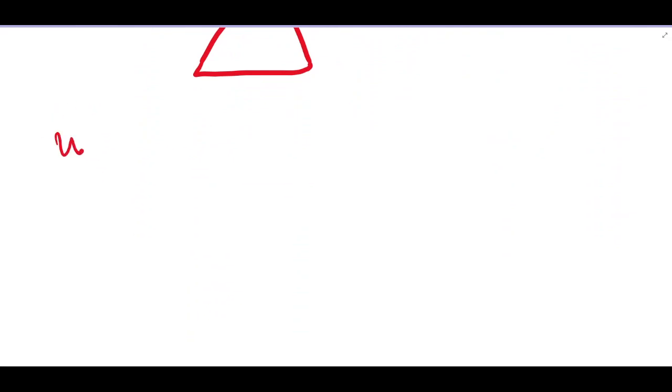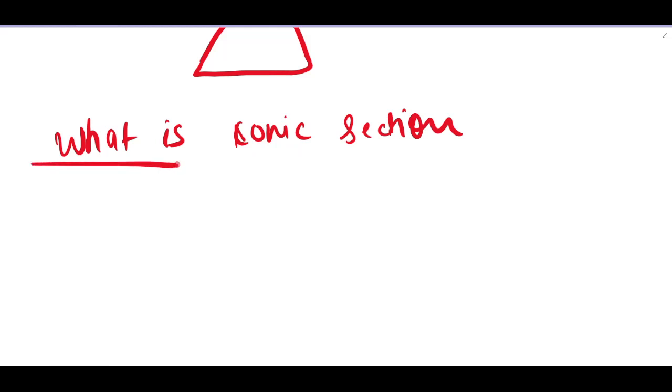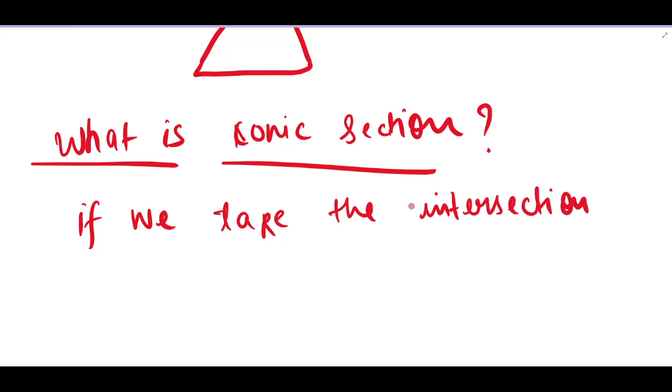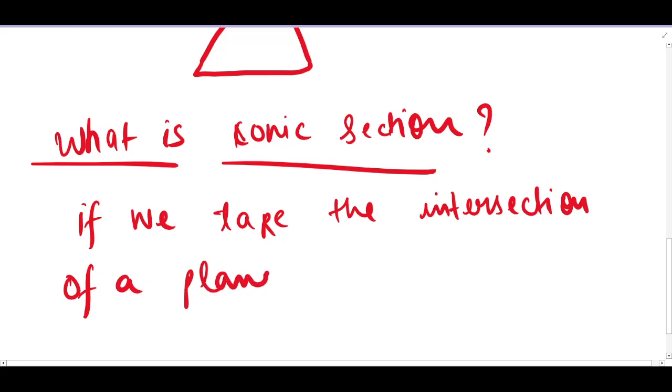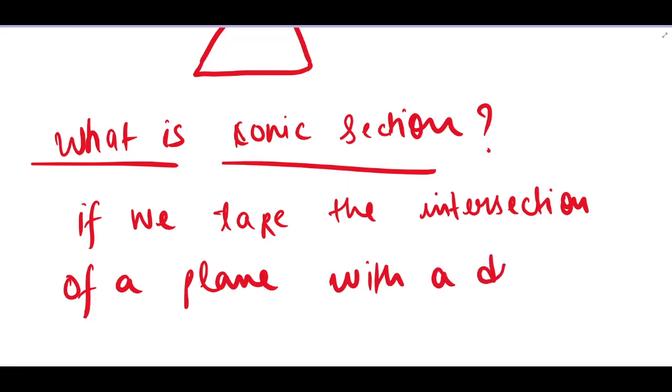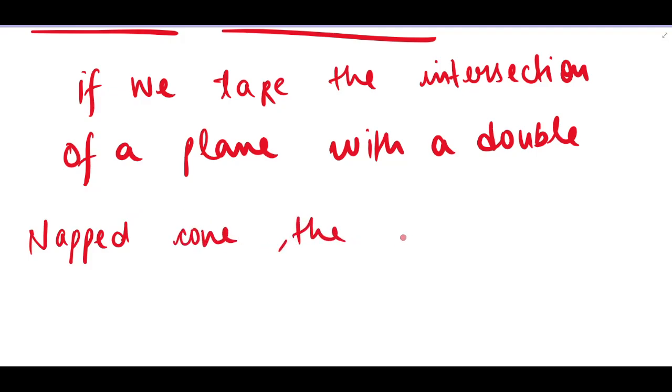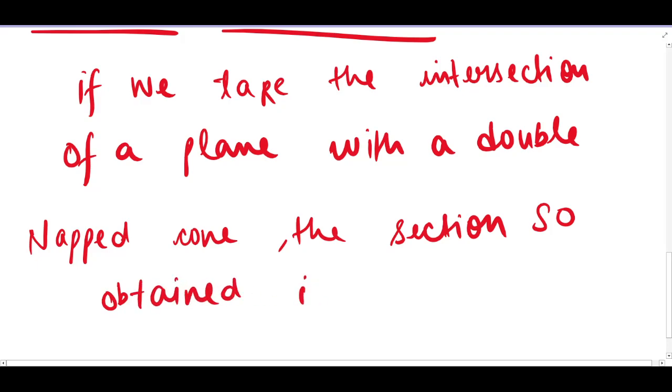So what is a conic section? If we take the intersection of a plane with a double napped cone, the section so obtained is called a conic section.